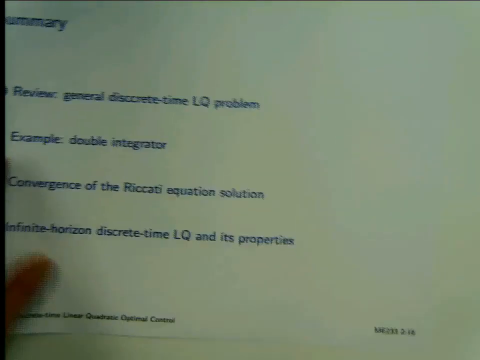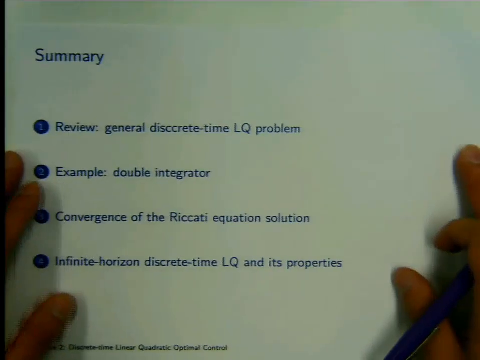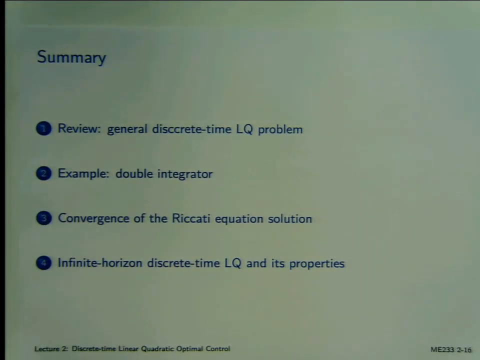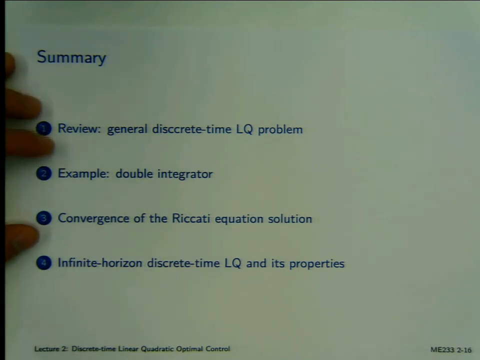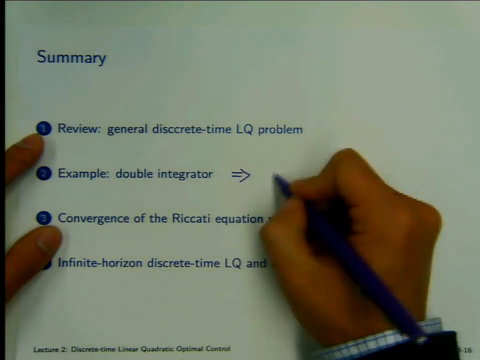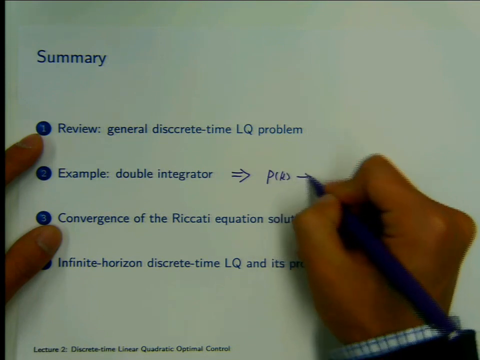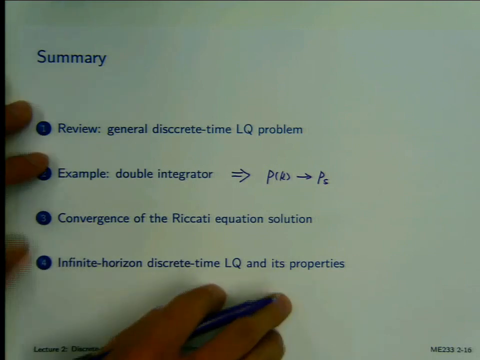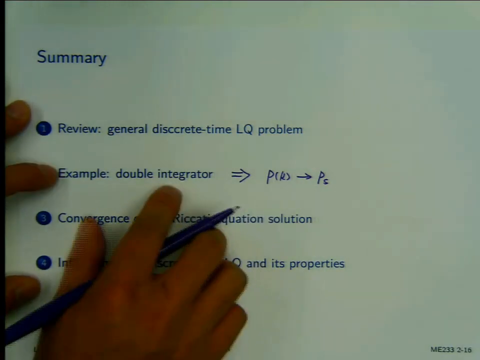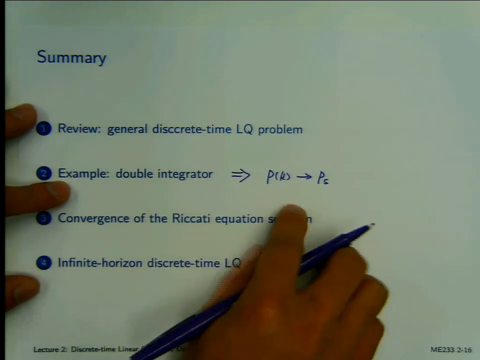So as a summary, someone is still taking notes? Okay. As a summary, think about what we have done up till now in the class. We have reviewed the general discrete-time LQ problem. And then from here, we did a double integrator example. This is to show you that P, K converges to a steady-state solution. But I was hiding the information that double integrators are controllable and observable. That's why it happens. Okay?